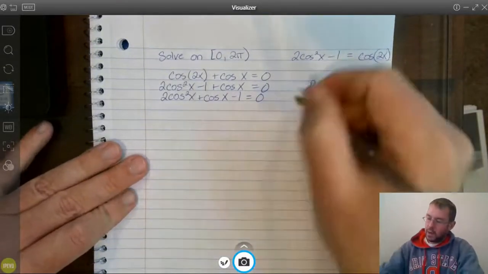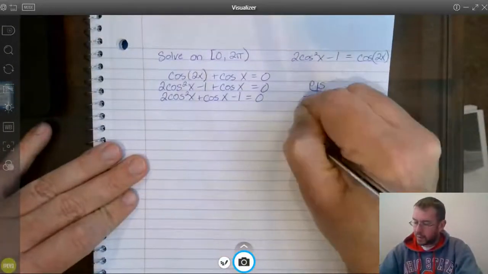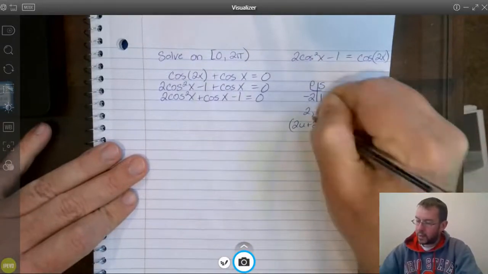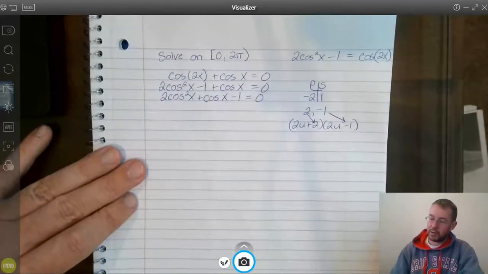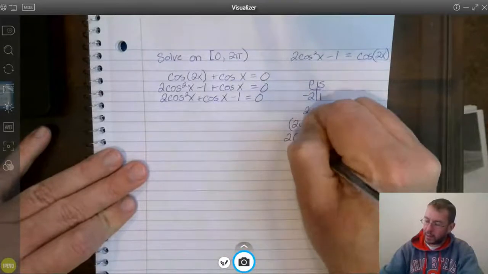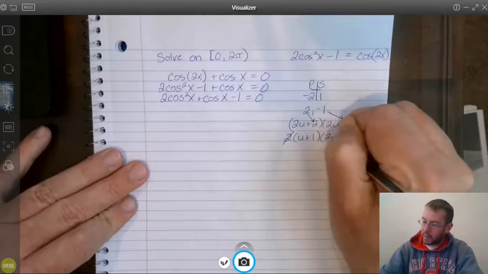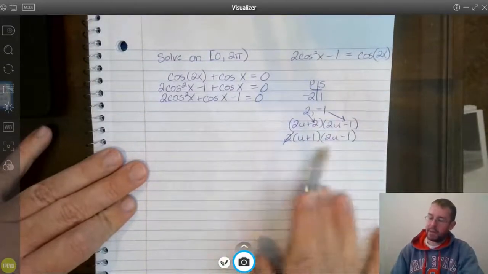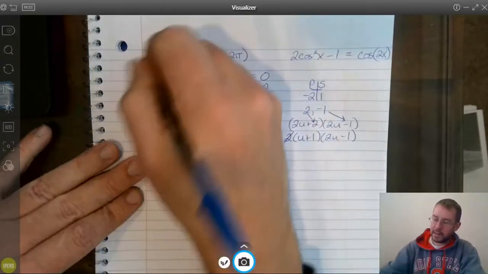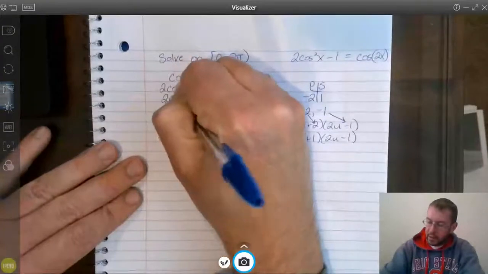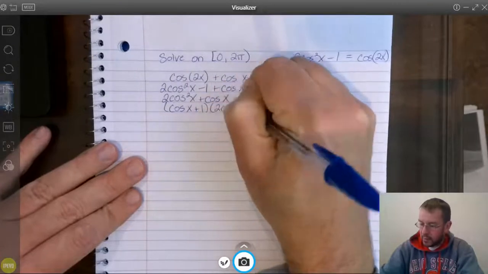Now I want to keep my leading coefficient. So I have 2u plus 2 and 2u minus 1, just filling these in here. This is the trash can step, taking out the trash. So I can pull a 2 out here. I'm left with u plus 1, throw that away. I can't pull anything out here, so it stays. And that is my factorization. And of course, I'm not talking about u's, I'm talking about cosine x's. So this is really cosine x plus 1 and 2 cosine x minus 1.